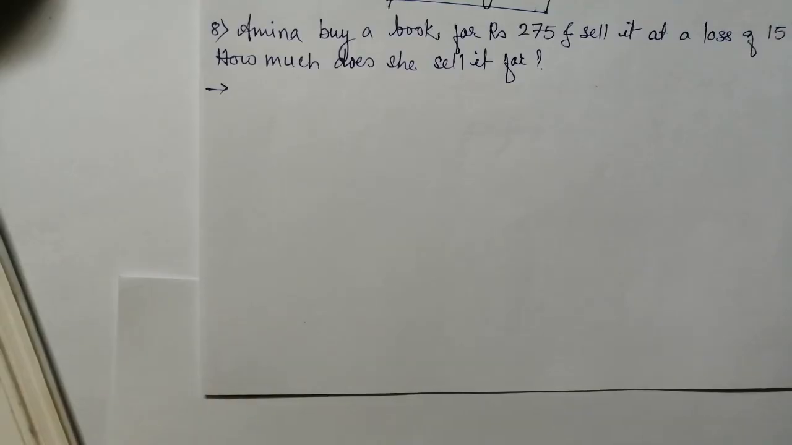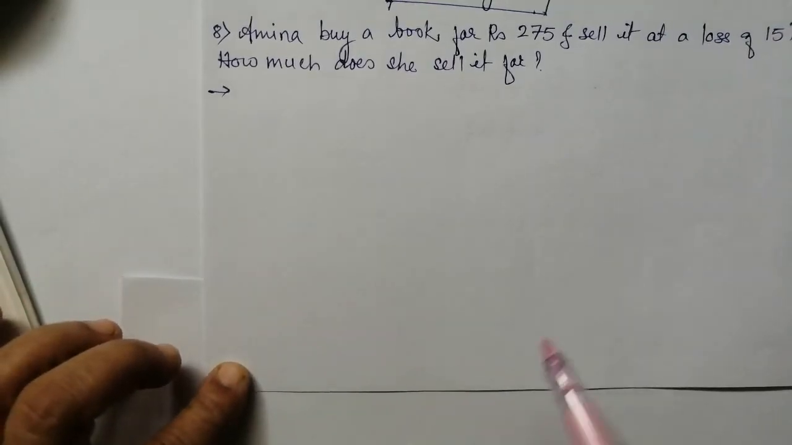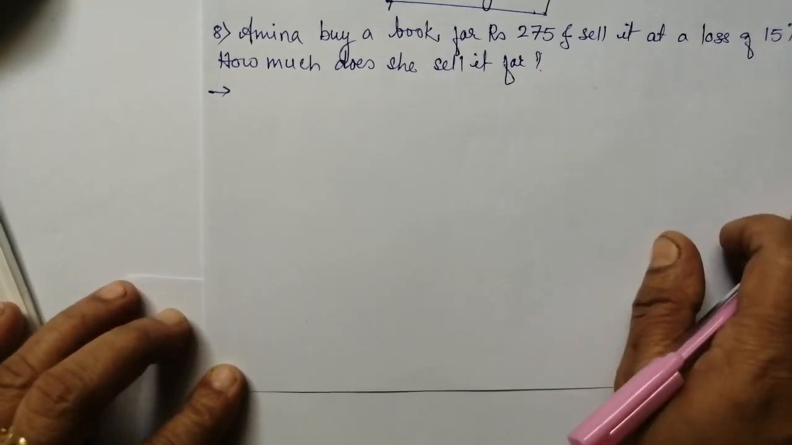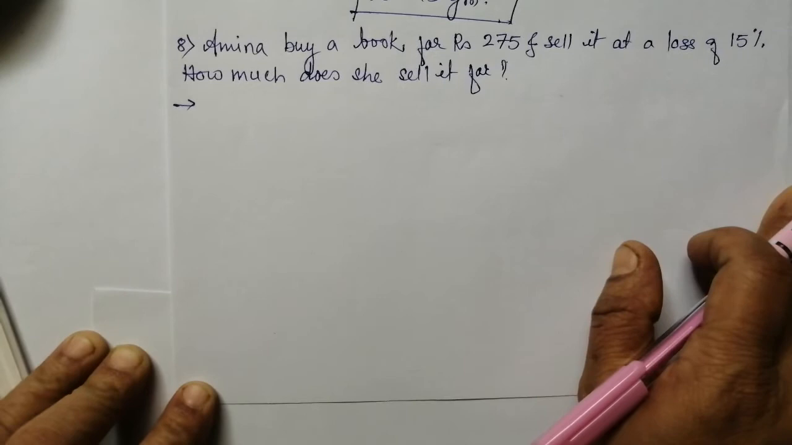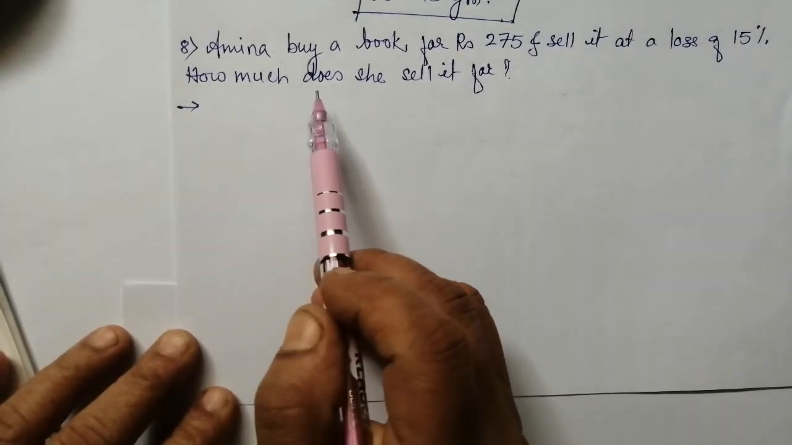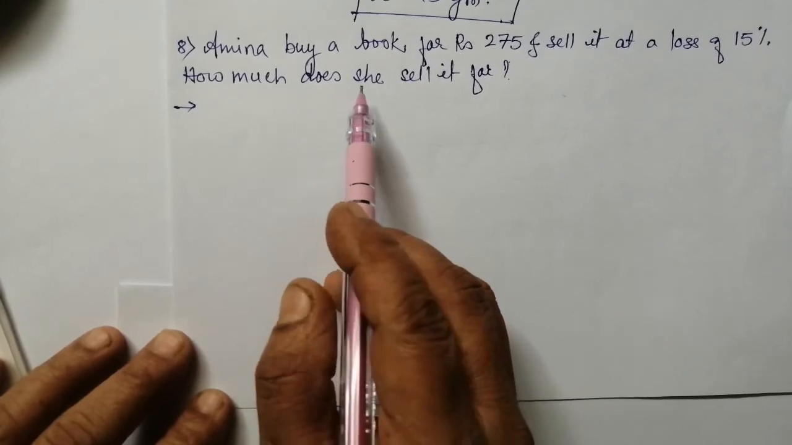Amina buys a book for rupees 375 and sells it at a loss of 15%. Now how much does she sell it for? Here you have to find out the selling price of that book.